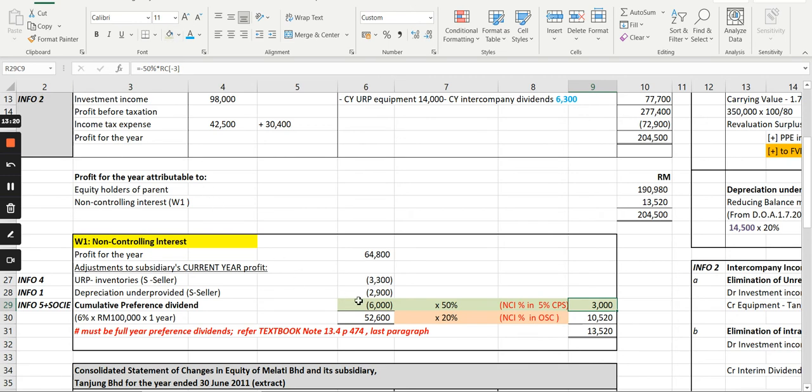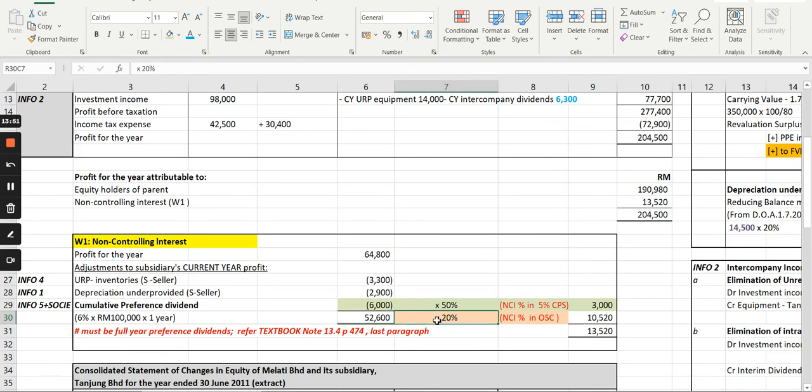So that must be removed, because if you still recall, the preference shareholder has the priority claim over the dividend. And the remaining that you have here, after you have considered the adjustment, is actually the profit that can be distributed to the ordinary shareholder or the equity holder. So we are not interested with the equity holder of the parent. We are interested with the non-controlling shareholder.